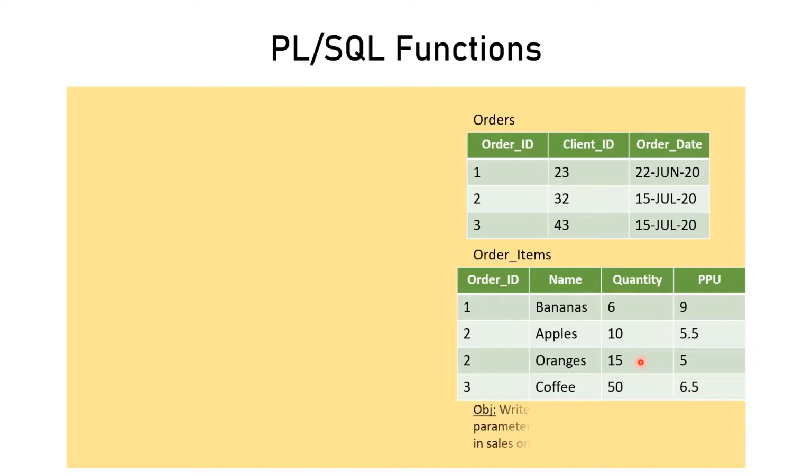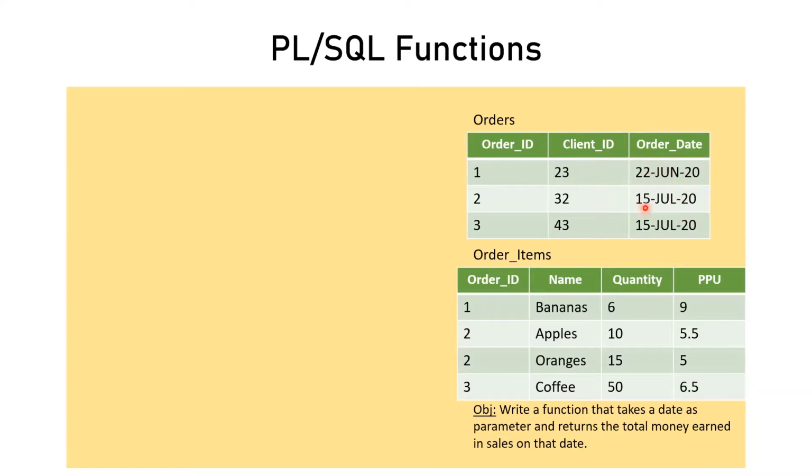Our objective is to write a function that takes a date as parameter and returns the total money earned in sales on that date. So for example, if our function takes 22nd June as input, then it should return the total amount of money earned in sales on 22nd June.